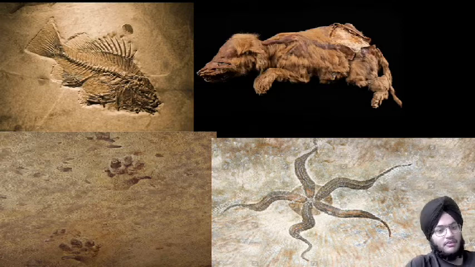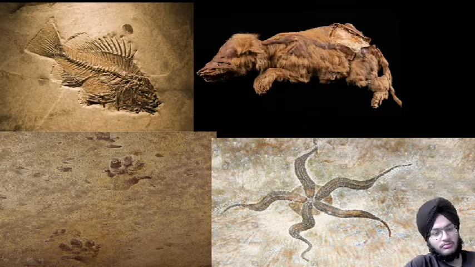So, this is the fossilization on the sedimentary rock. This is the mummification of a wolf. These are the tracks, and this is the petrification of a starfish.